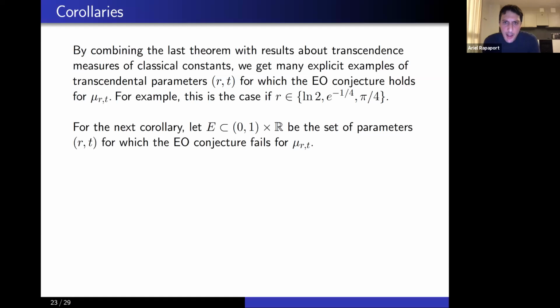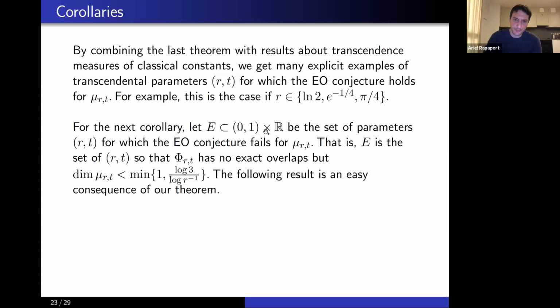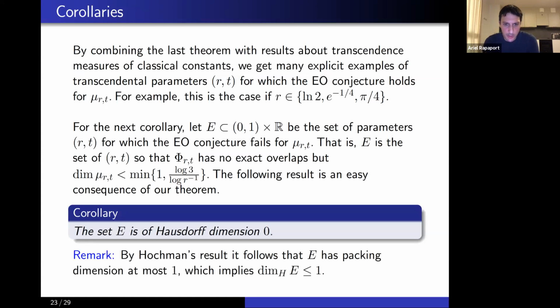For the second one, let E be the set of parameters for which the conjecture fails. So this is the set of parameters for which the IFS has no exact overlaps, but there is a dimension drop. The following result is an easy consequence of our theorem, and it says that E is of Hausdorff dimension 0. Let me just mention that from Hochman's result it follows that E is of packing dimension at least 1, and so it is of Hausdorff dimension at most 1. And we are able to prove it is Hausdorff dimension 0.